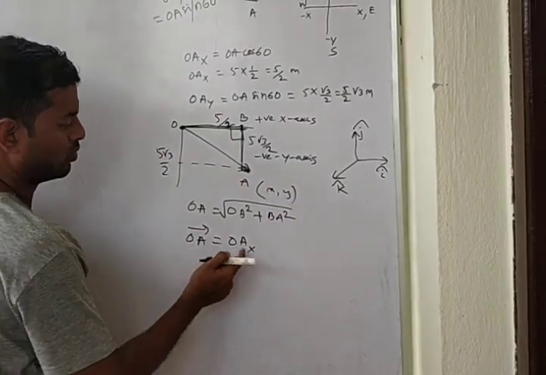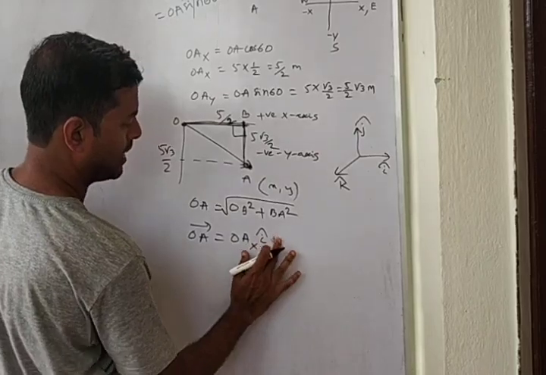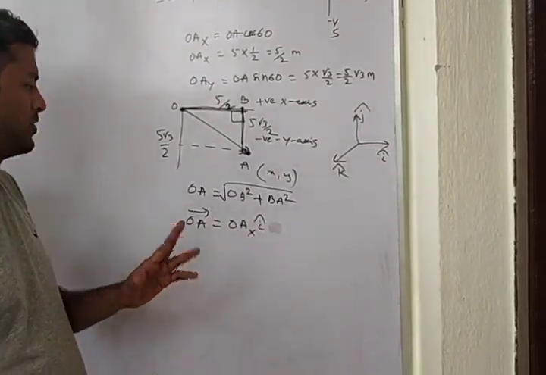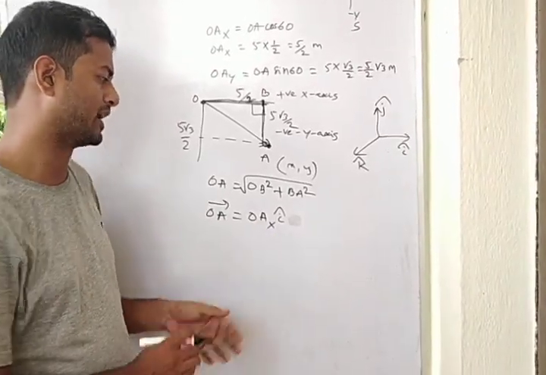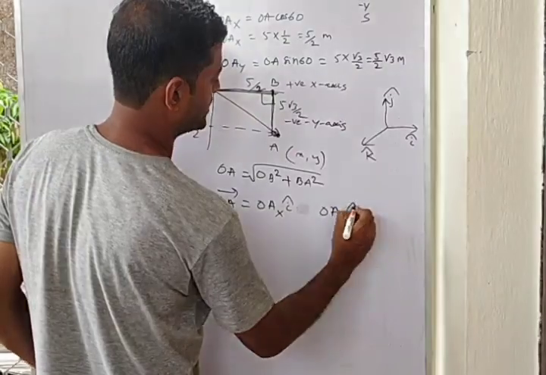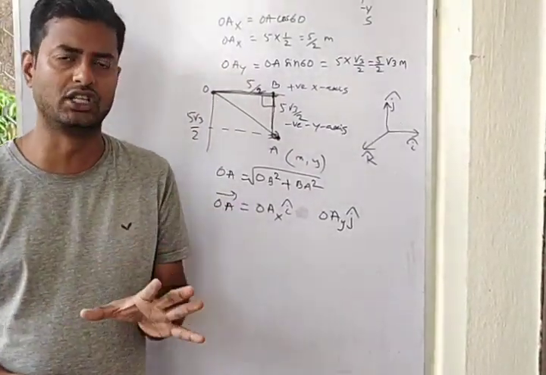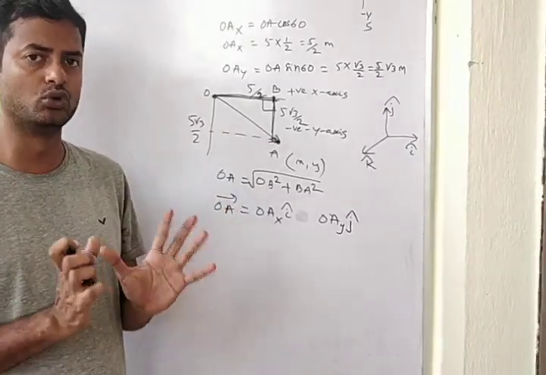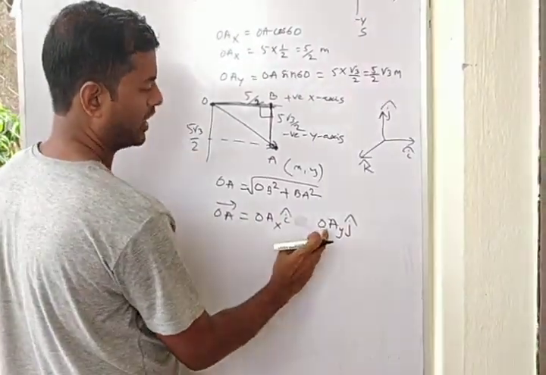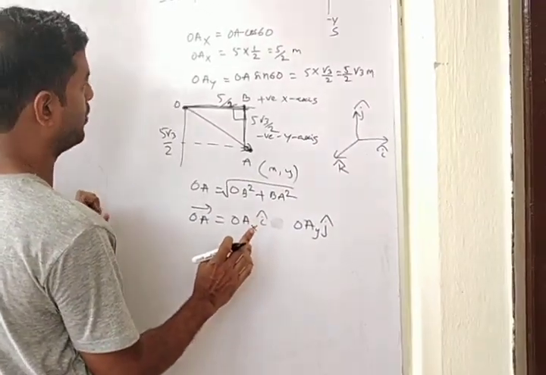So OA vector equal to OAx i cap plus. Okay, I am not sure whether it is plus or minus, but blindly one can write. If OA vector is OAx, I can directly put OAy must be there, and that should be j cap, because basically I am considering x and y axis. I am not considering z axis. It's a two-dimensional thing. You should be thorough with the two-dimensional vector first. So OAx i cap and OAy j cap. But I have to test what is the direction of OAy.